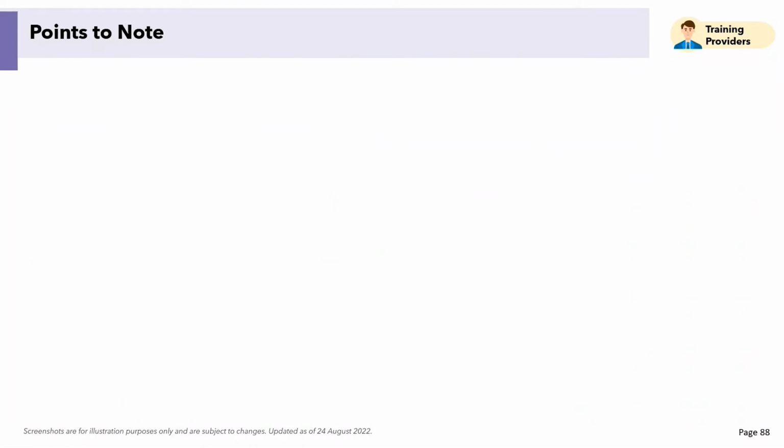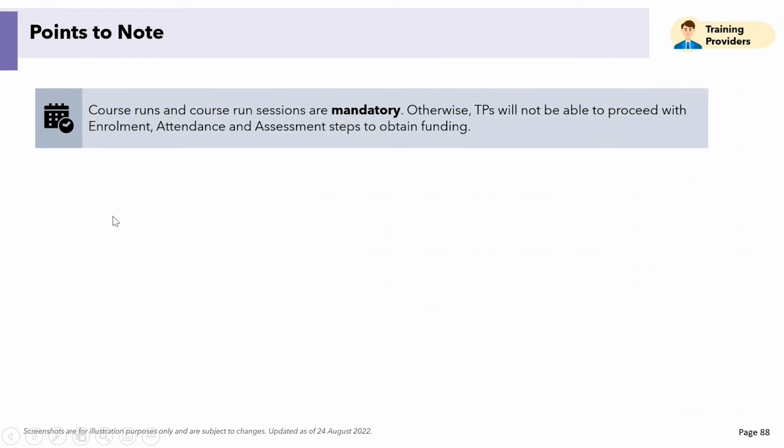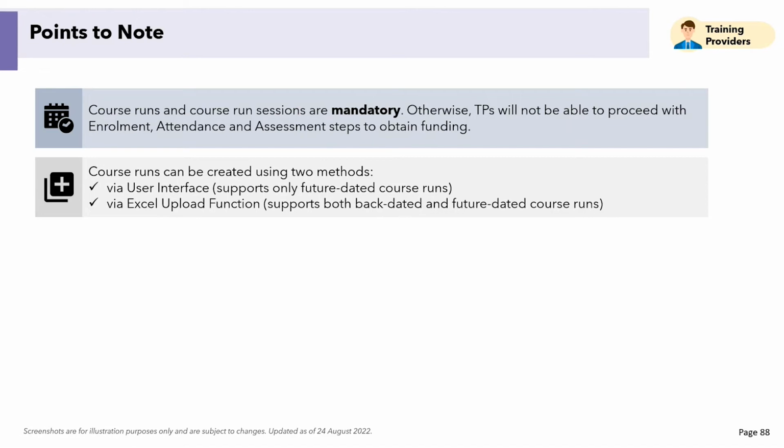So some points to note: course runs and course run sessions are mandatory. Otherwise, TPs cannot proceed with the rest of the grant process like enrollment, attendance, and assessments, in order to obtain their funding. And then creation of course runs can be done via two methods. The first one is the user interface, which we highly recommend. It's easier for a first-time user.